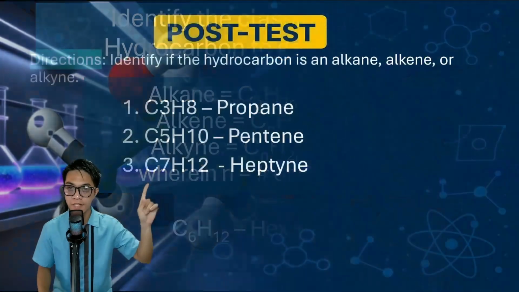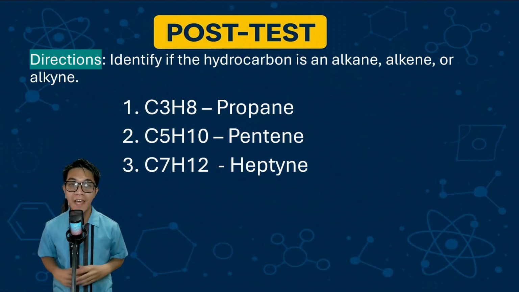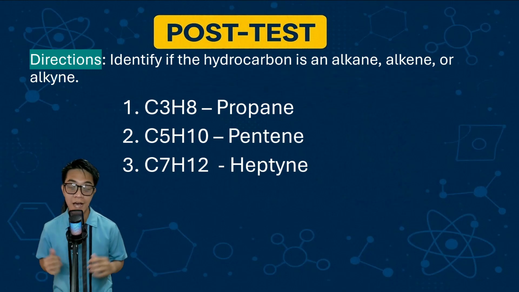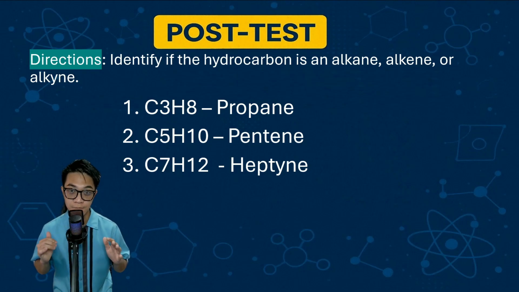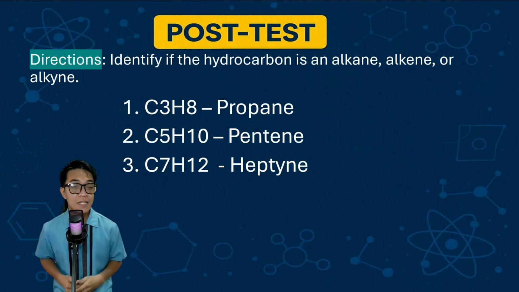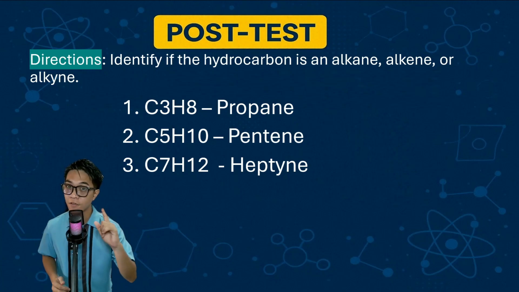I'll now reveal the answer to our pretest earlier. And hopefully you got it correct. The first item is a propane, since it has 3 carbon atoms. The second is a pentene, since it's an alkene with 5 carbon atoms. And the last item is a heptyne, since it has 7 carbon atoms, and that is a specific type of hydrocarbon of alkyne.